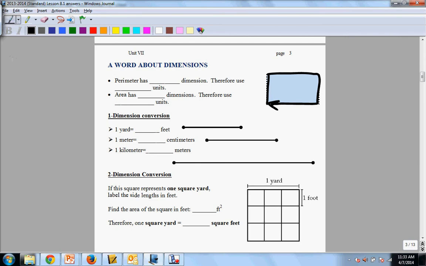I'm on the next page, guys. Perimeter is only length, so it's only one dimension. I can unstring perimeter into length. So we use single units: meters, feet, inches, and the like.